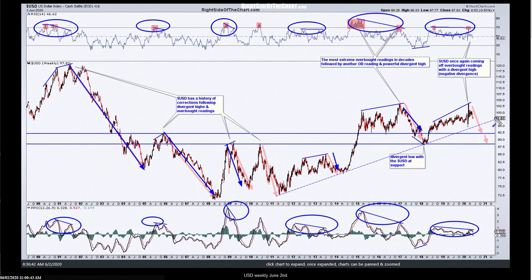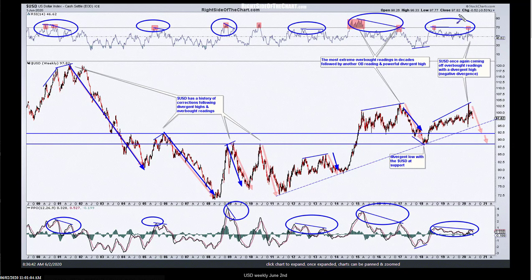Again, we can sit there and argue it. You can make a technical case, you can make a fundamental case, but to me, this one's clearly indicating a big, major trend reversal, not just a correction, but a trend reversal in the dollar, at least a trend reversal from this intermediate term bullish trend right here.